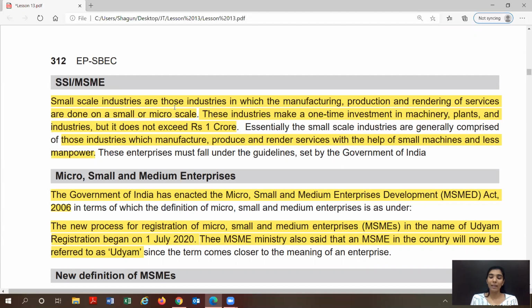The government of India is encouraging these small, micro and medium enterprises with a lot of benefits. So any आपका कोई छोटा सा business है, तो you just have to apply for this registration. Once you get that MSME or SSI registration, you will be eligible for many of the government benefits.